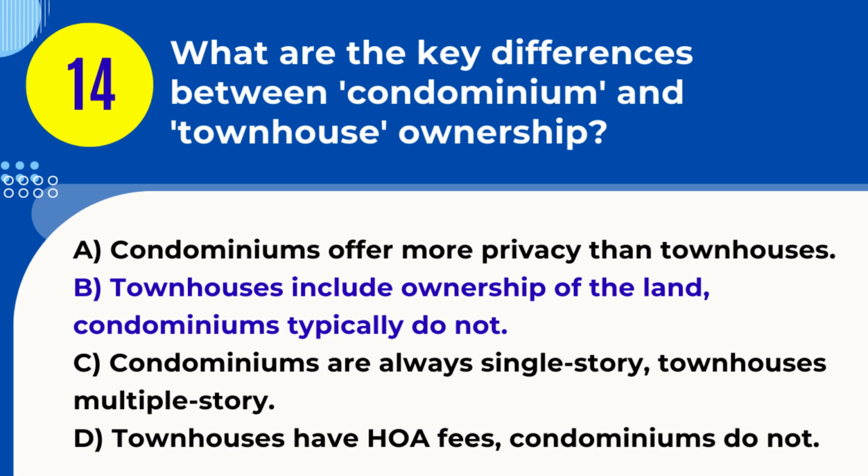Answer: B. Townhouses include ownership of the land. Condominiums typically do not. Explanation: in a townhouse, the owner usually owns the land the unit is on. In a condominium, the land is commonly owned by all unit owners.